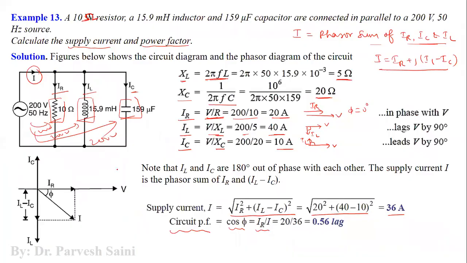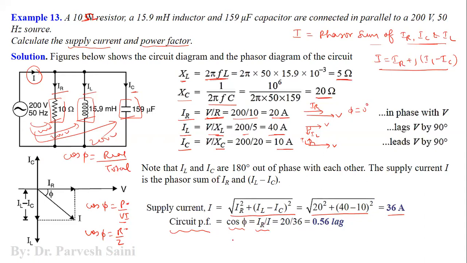So let us write it here. So cos phi can also be, the general representation is the real part divided by the total. So we can relate it: cos phi is equal to P by VI. P is the real part of the power triangle, VI is the total power. Cos phi is equal to R by Z. So R is the real part of this impedance triangle, and Z is the total quantity.